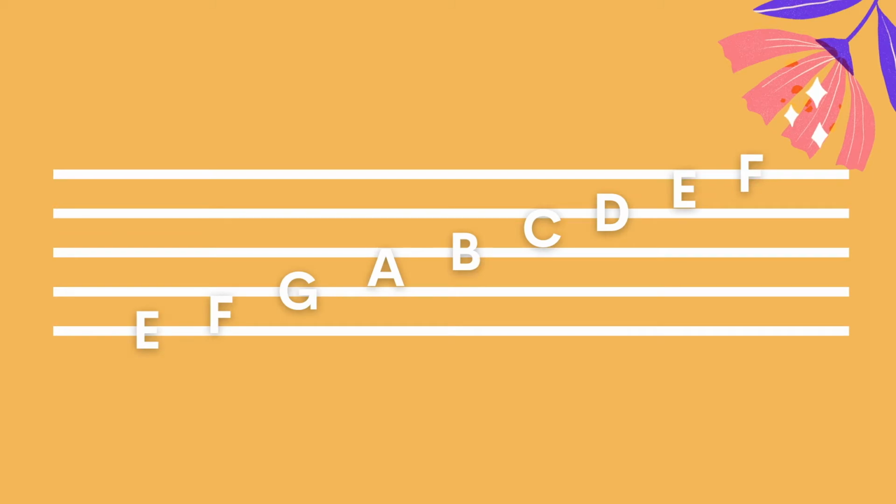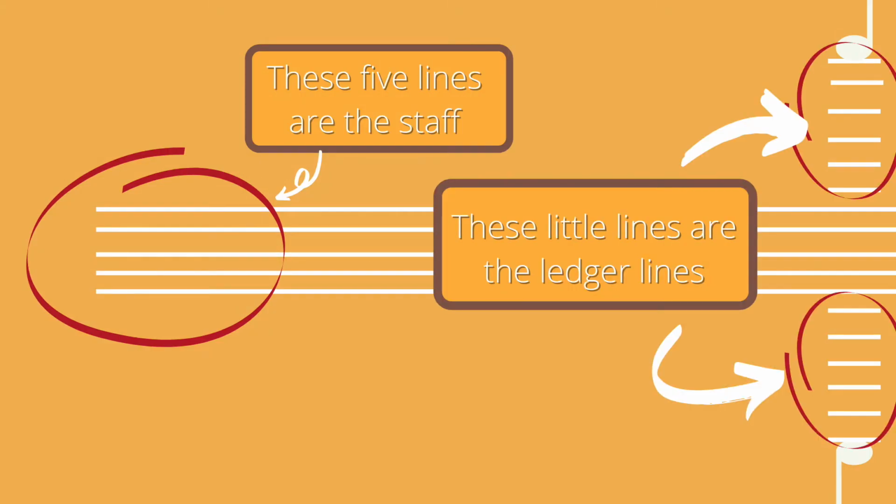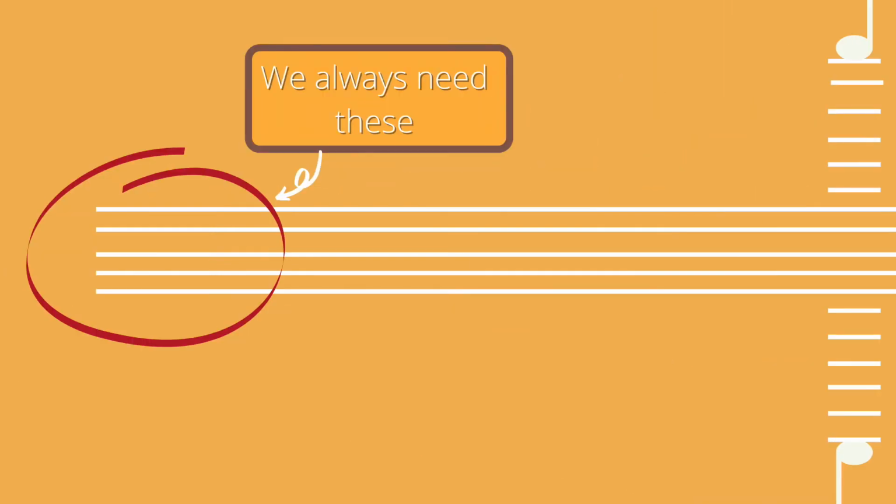There's actually more notes than the 9 shown here. We can extend the staff up and down for eternity by drawing in little lines called ledger lines. But we don't use these notes that often, and musicians like to work smarter, not harder, so we only draw those lines in as necessary.